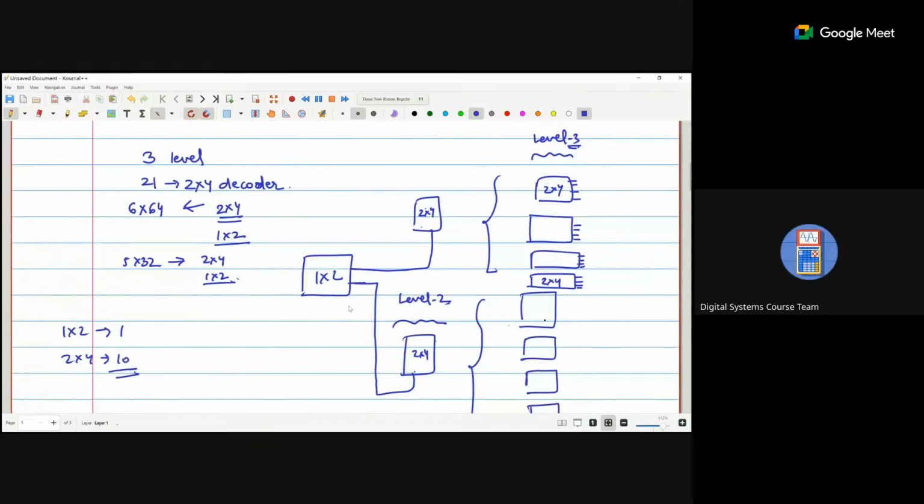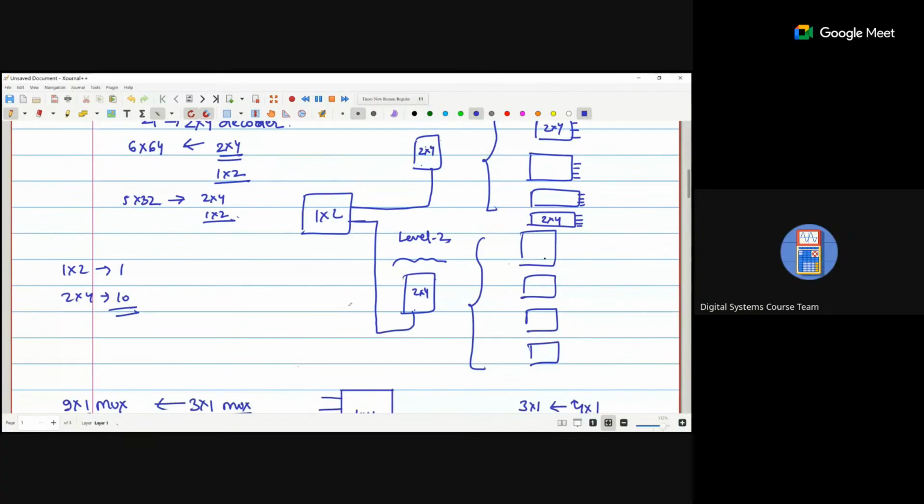Okay, so if we have 32 lines and we have a 2 cross 4, how many do we require? 2 raised to power 5 minus 2, 2 raised to power 3, that is 8. So we require 8 decoders in the output stage for the last level.